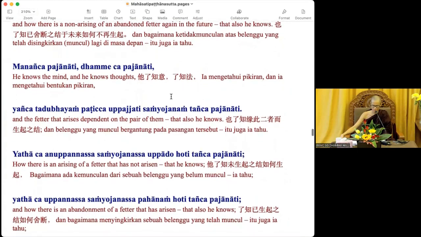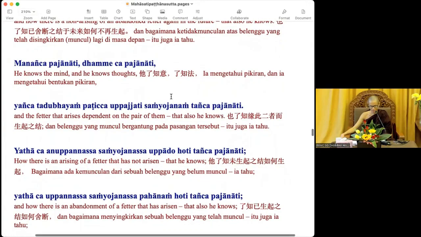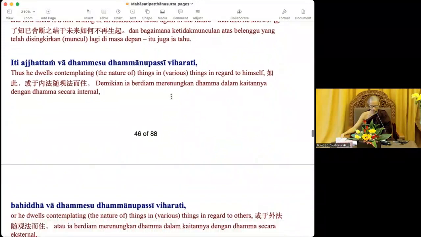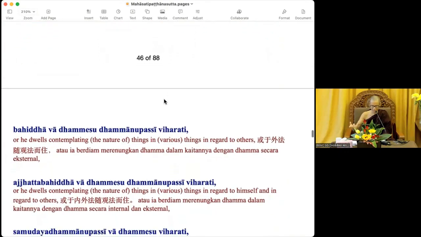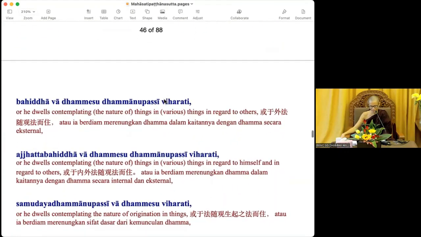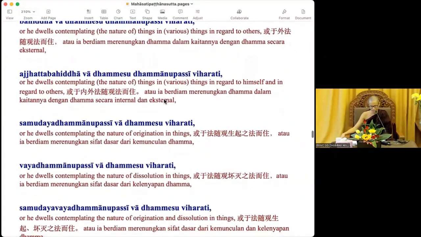So you can go the same way. Iti ajjhattam va dhammesu dhammanupassi viharati. You need to practice for yourself, internally. Bahiddha va dhammesu dhammanupassi, externally, you need to practice. Ajjhatta-bahiddha va, sometimes internal, sometimes external. It is both.